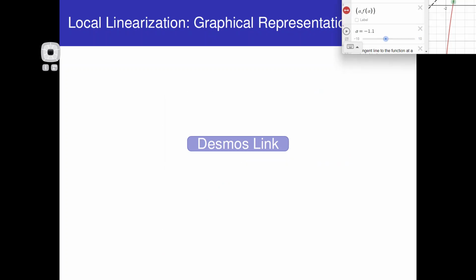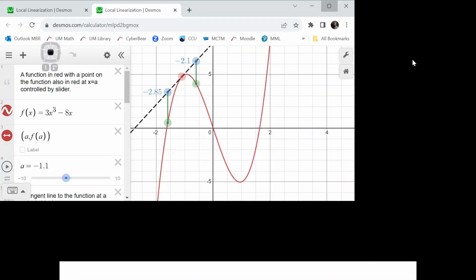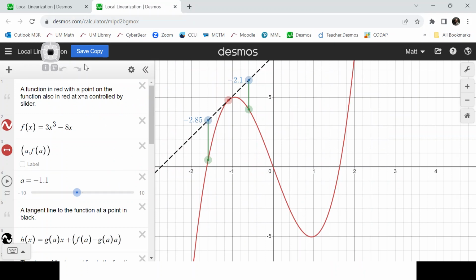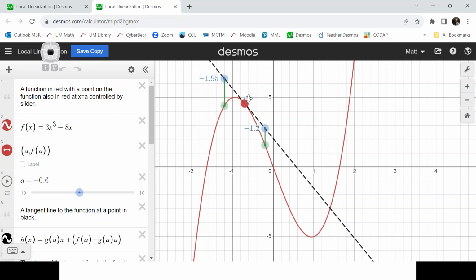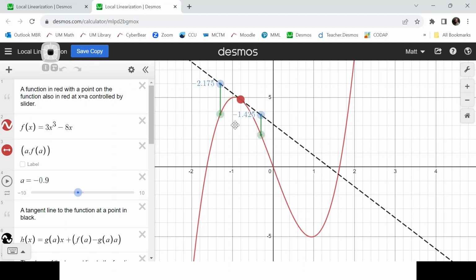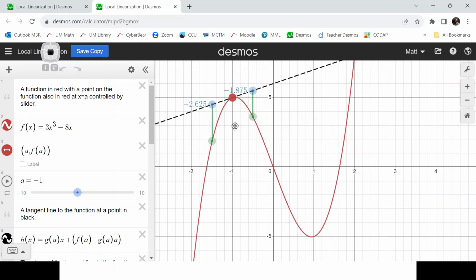Okay, so let's take a look at what this looks like on Desmos. I'll go ahead and pull a Desmos graph down, and this of course is available to you on the slides if you want to look at it. Here's a good picture of what we're talking about. We have some function with a point on the function. The function is red, and we have a tangent line to the function that's in black here.